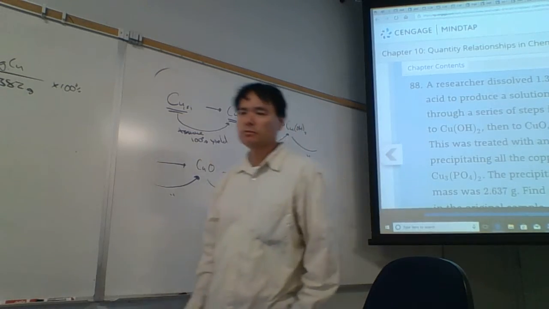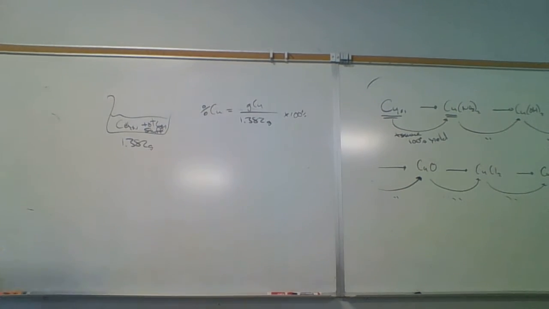And so what we're going to do is make up a shorthand equation for this. And this is going to be based on the formula. And so how many grams of copper 2 phosphate? Well, we got 2.637 grams of copper 2 phosphate that formed. 2.637 grams of copper 2 phosphate, solid ends up here.